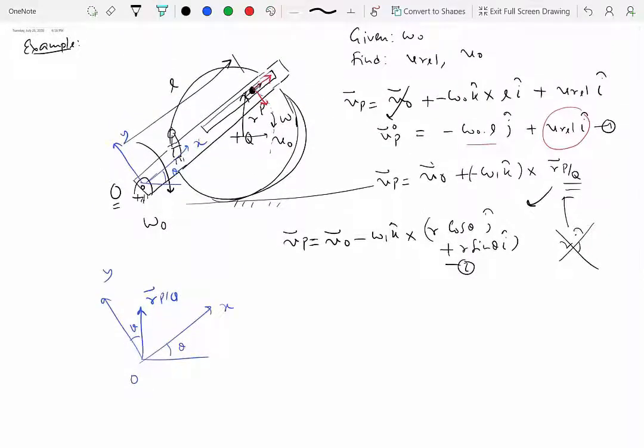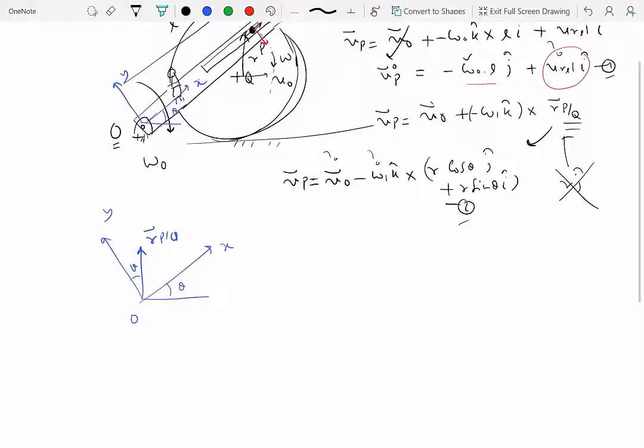So we have expressions for the velocity of the point P from two different perspectives. Those two perspectives are reflected in equation 1 and equation 2. Let's look at our unknowns. Omega 0 is known. The relative velocity is not known to us, and we also don't know what omega 1 is. We also don't know V0. So it looks like there are too many unknowns.